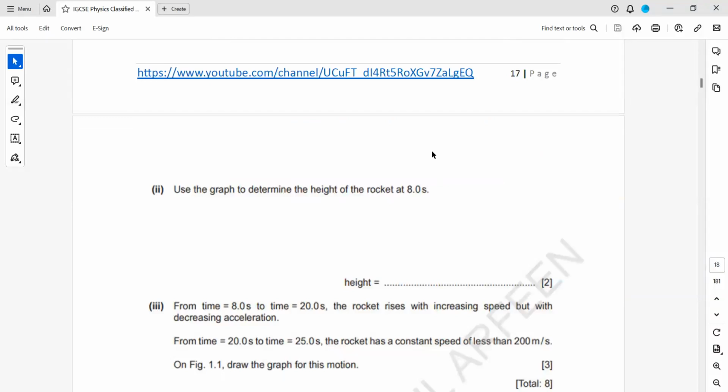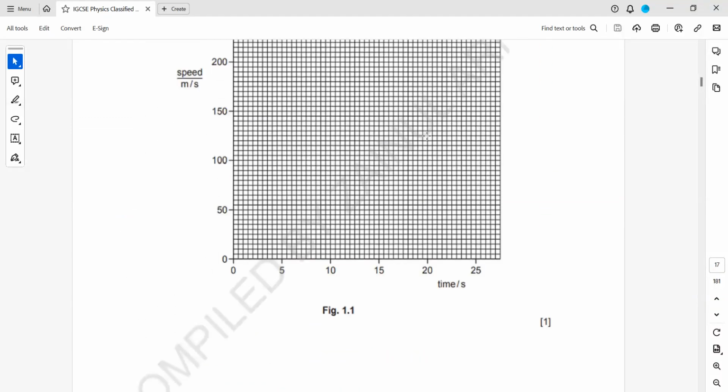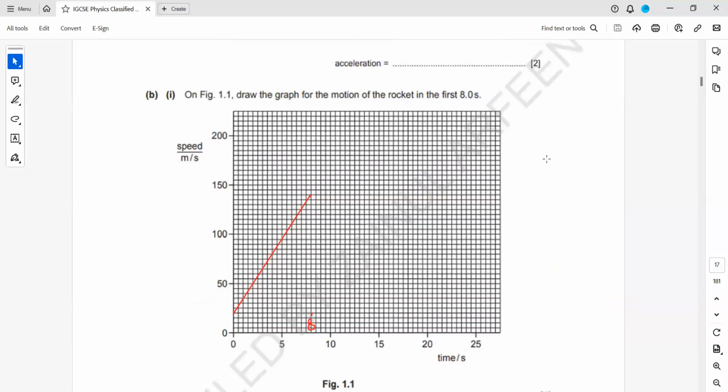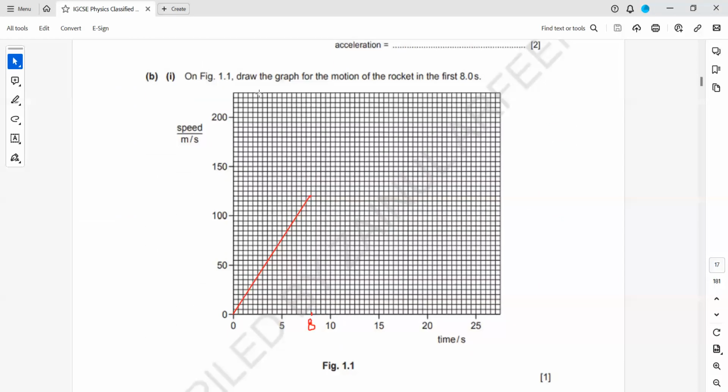Use the graph to determine the height of the rocket. So how can we use a graph to determine the height? Whenever there is a speed-time graph, you will always use the area under the graph. Some students use the formula that speed is distance over time, so distance will be speed multiplied by time, and they use the speed 120 and the time 8, and that will be wrong.